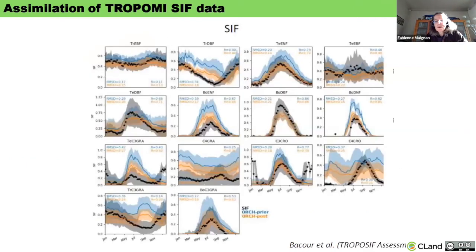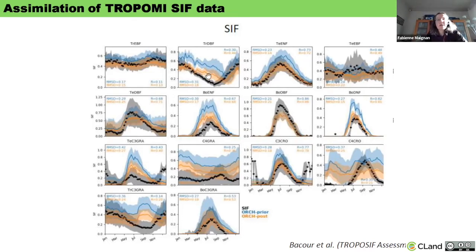Now we have moved to the latest available product, which is the TROPOMI SIF data. So you see here a mean seasonal cycle of the SIF for the 14 plant functional types that are represented in the ORCHIDEE land surface model. For the optimization, we usually select like 15 grid cells representative of each of these PFTs, and we assimilate the SIF TROPOMI data over these 15 grid cells for each PFT.